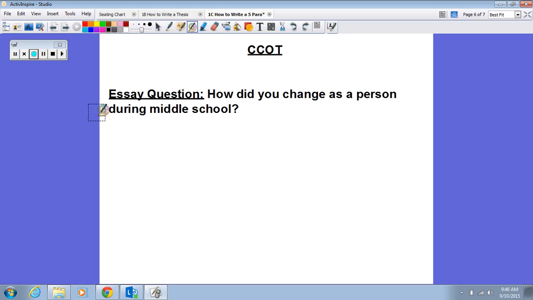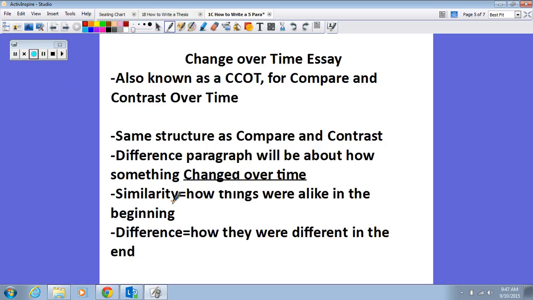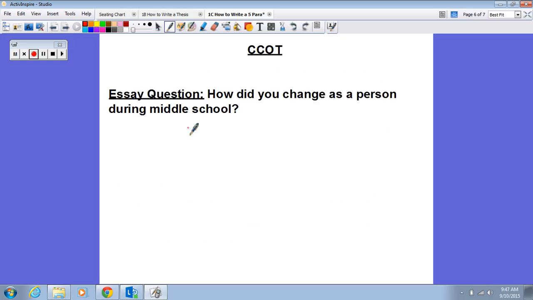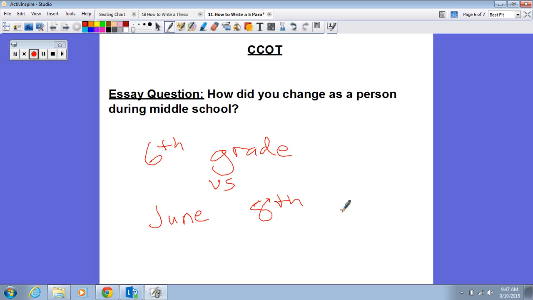How did you change as a person during middle school? So remember, you'd be writing a thesis talking about how you were initially and how you are now. And as you guys remember, your similarity paragraph is how you were in the beginning. So like, how did you dress? How did you behave? What types of things did you like? And the difference is now, how are you different at the end of middle school? So you're going to be thinking about how you were in 6th grade versus June of 8th grade. Since June of 8th grade was like a whole 2 months ago, I hope we can remember that. Okay? So go ahead. The video is done at this point in time, and we're going to go ahead and do this as a group. All right?